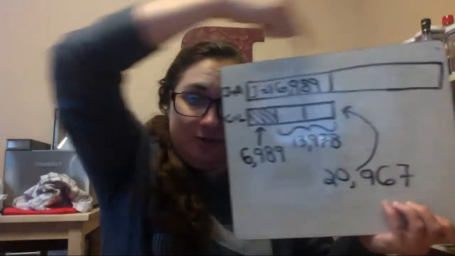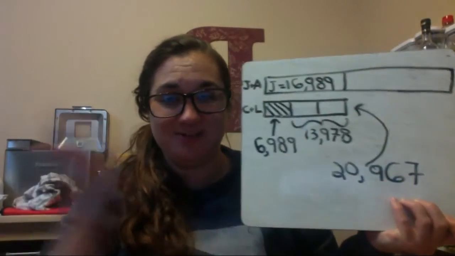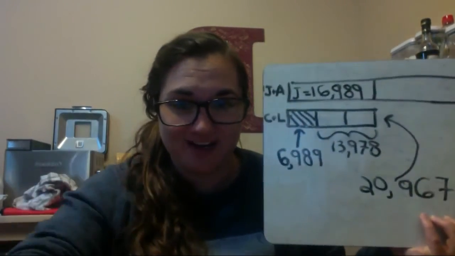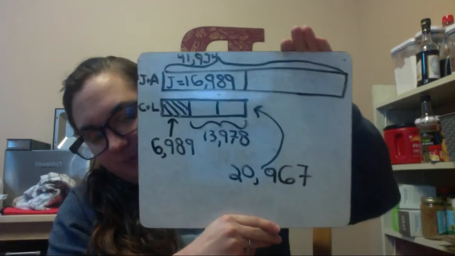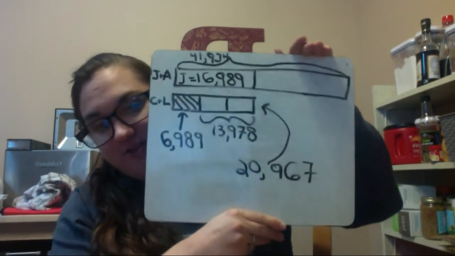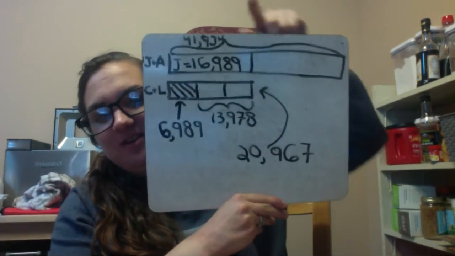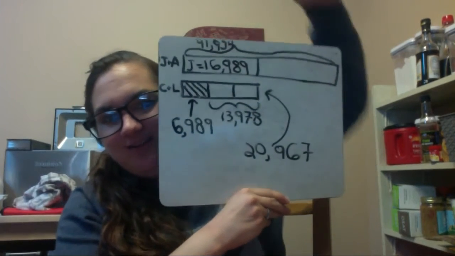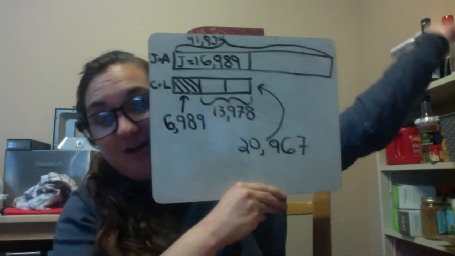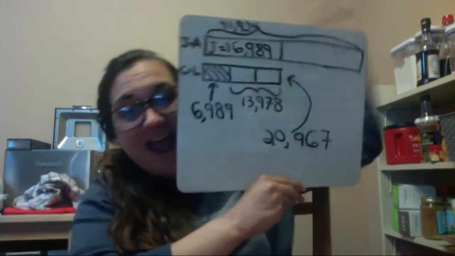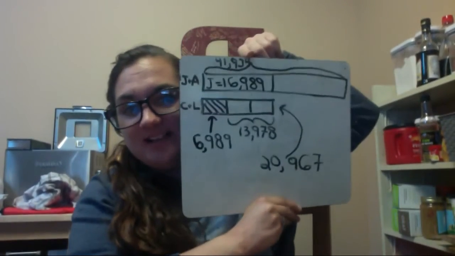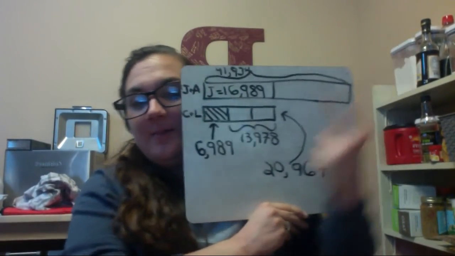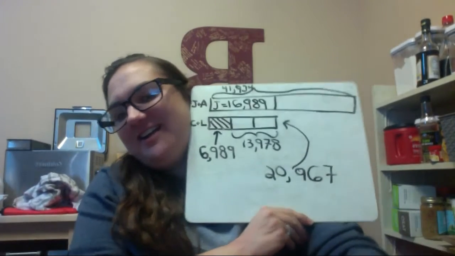To figure out the total for this top, I need to multiply that by 2. Let's do that now. Pause and come back when you're ready. That number is 41,934. So now I have my total minus my part, which will give me the remainder, which is my Andy. Yay, we're almost done. So 41,934 minus 16,989. So my final answer for Andy is 24,945.